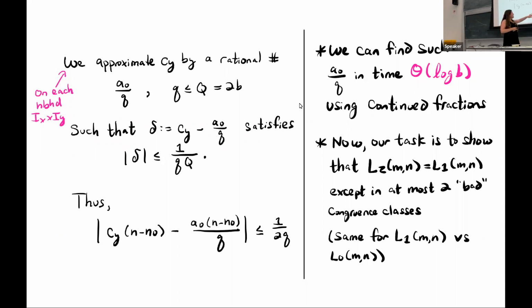All right, so now the task is to show that these are almost always the same, except in at most two bad congruence classes. And the same is true for L1 versus L0. I'm not going to get into all the details of that here, but we go through very carefully in our paper showing that indeed it's only going to be at most two bad residue classes where these differ.